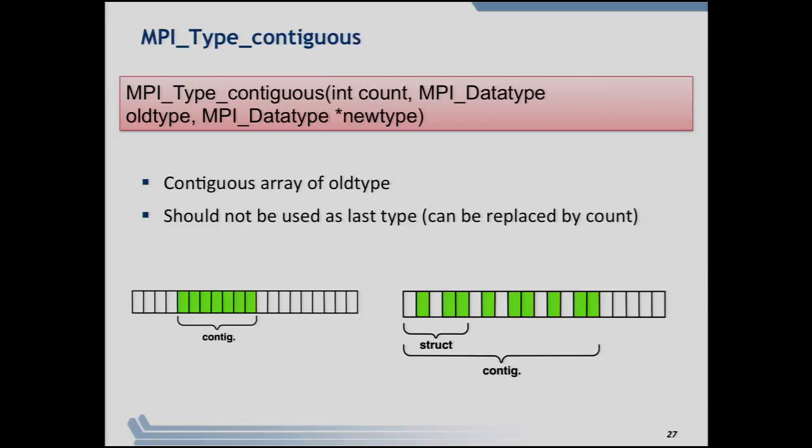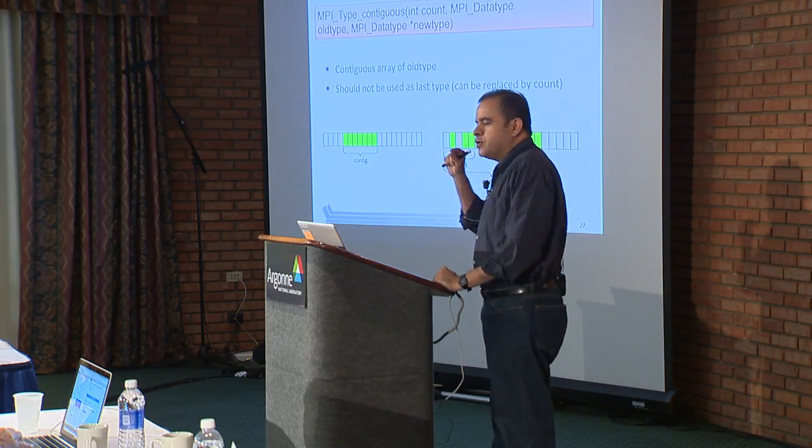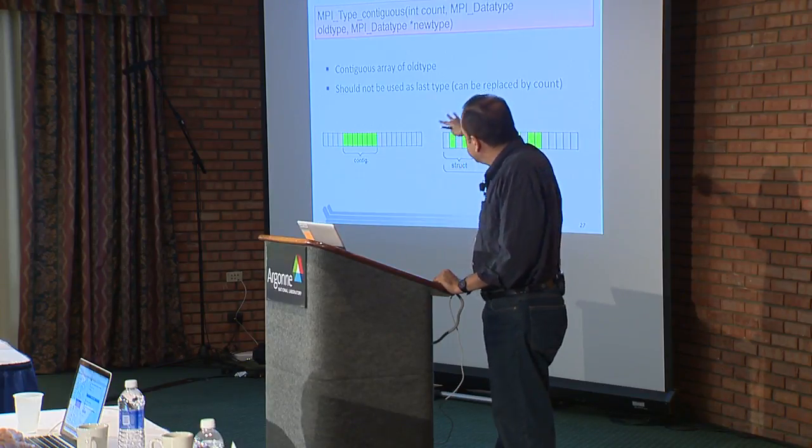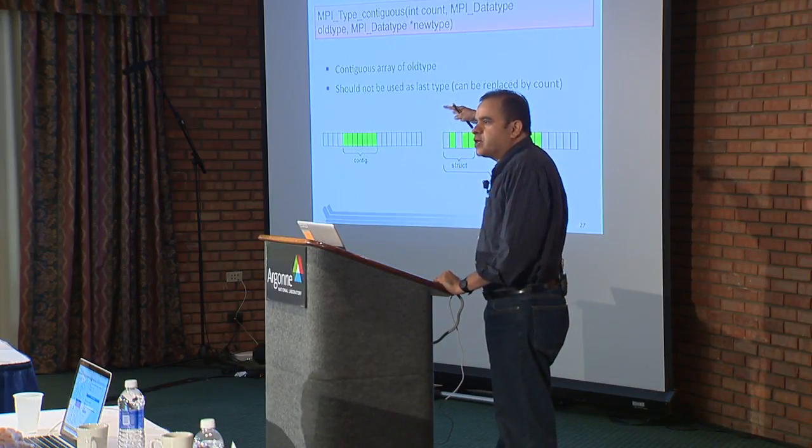So what this function and other constructor functions do, they don't really do anything as such for you. You are describing the memory layout that you will use in a future communication or I/O or whatever. And after calling this function, you also need to do an MPI type commit, which I will talk about a little later. So in a real program, you would do MPI type constructors and then call MPI commit, and then you get a data type that you can use in an MPI send.